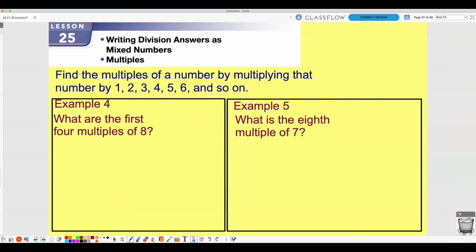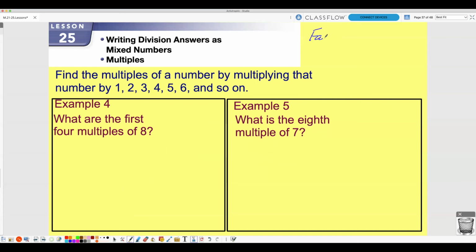Looking at multiples now. To find the multiples of a number, you just multiply by 1, 2, 3, 4, 5, 6, and so on. It just goes on forever. So what are the first 4 multiples of 8? Now multiples can be confused with factors sometimes.